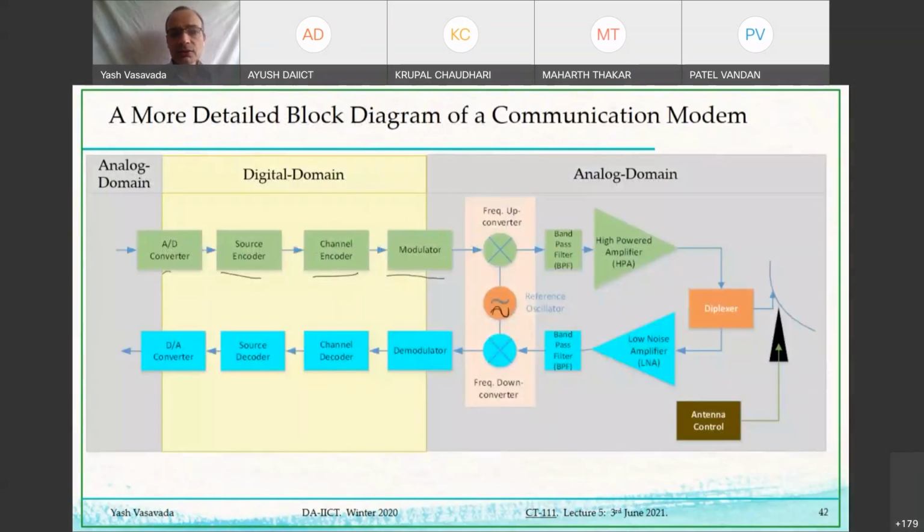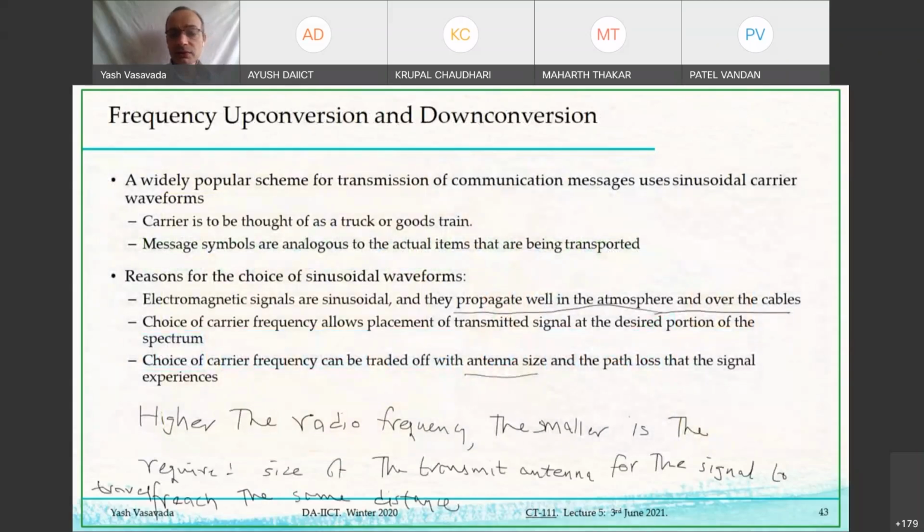And then we saw that the actual real life communication system has this additional part apart from this digital domain blocks that we have been studying. And one key component is this frequency up conversion, down conversion. And that is the topic of our discussion today. And we saw that this frequency up conversion and down conversion is required for multiple reasons.